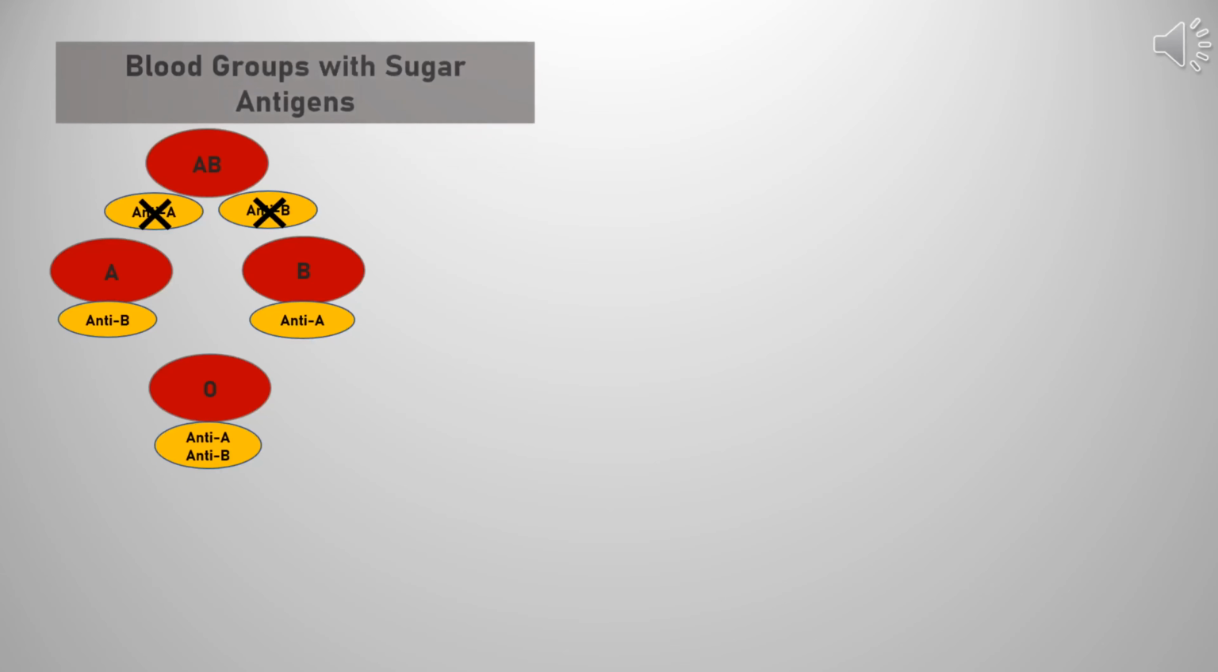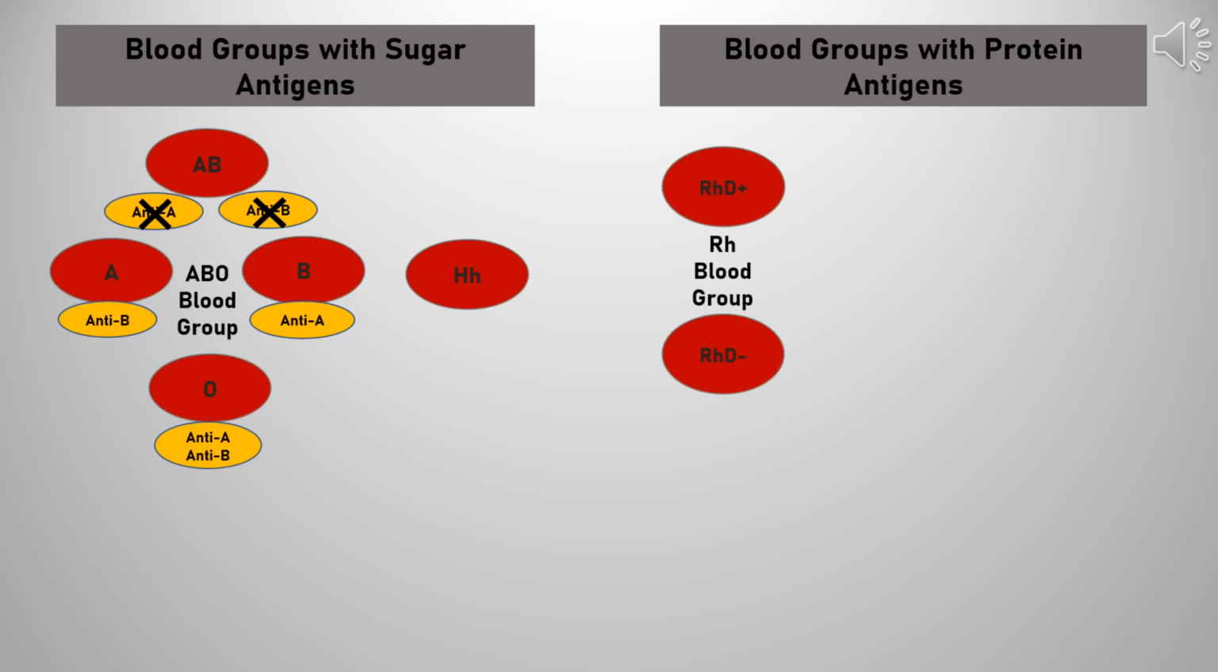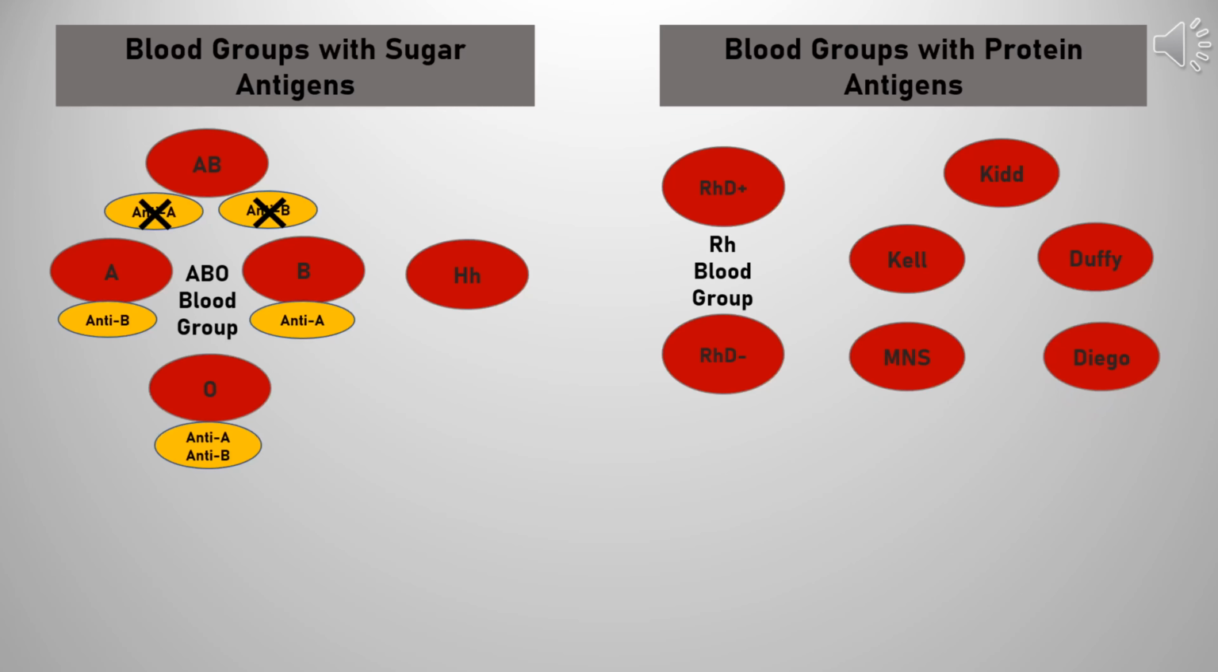Blood group antigens can be either sugars or proteins. The antigens of the ABO blood group and H blood group are sugars, whereas antigens in the RHD blood group and a few other blood groups like KID, KEL, Duffy, MNS and Diego are proteins. The more recently discovered blood groups are generally named after the first known patient who has produced antibodies against the unknown or newly discovered antigen on the RBCs, like KID, Diego and Duffy.